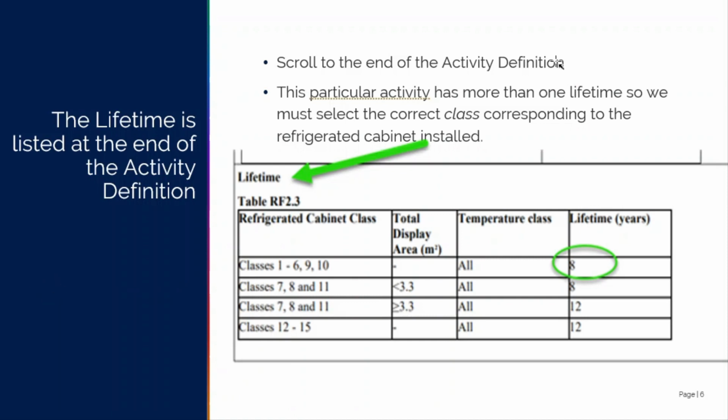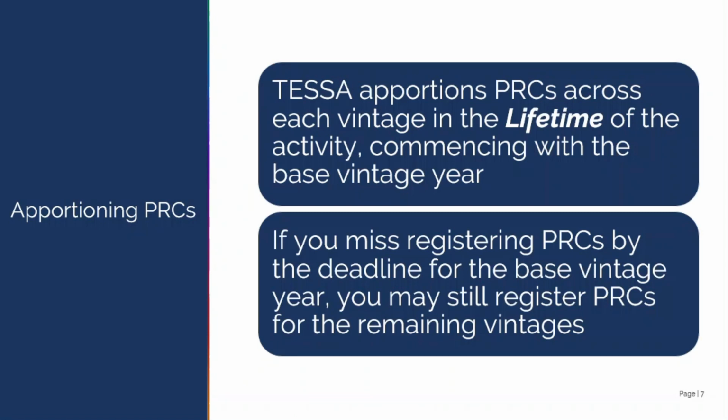And in this particular activity, there's more than one lifetime, so we must select the correct class that corresponds to the refrigerator cabinet that we've installed. And in this case, that happens to be 8 years. TESA apportions PRCs across each vintage in the lifetime of the activity, commencing with the base vintage year. It's important to remember that if you miss out on registering your PRCs by the deadline for that base vintage year, you may still register PRCs for the remaining vintages.